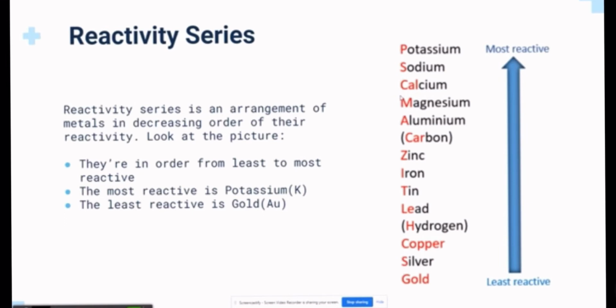Reactivity series is an arrangement of metals in decreasing order of their reactivity. Look at the picture. We can see that they are following the order from the least to the most reactive metal. The most reactive is potassium and the least reactive is gold.